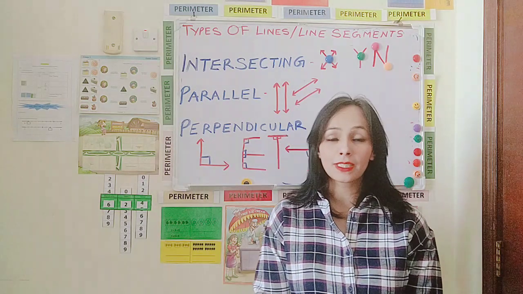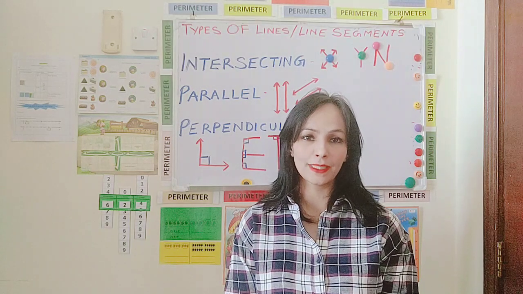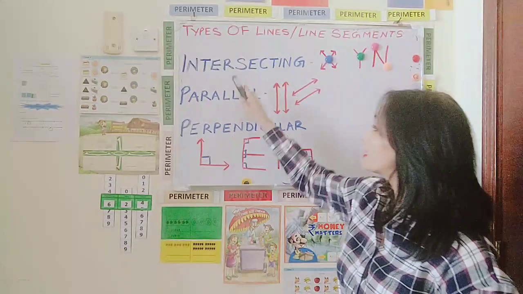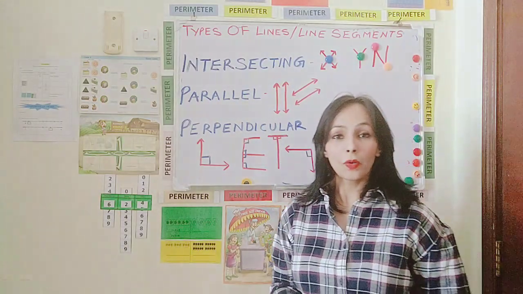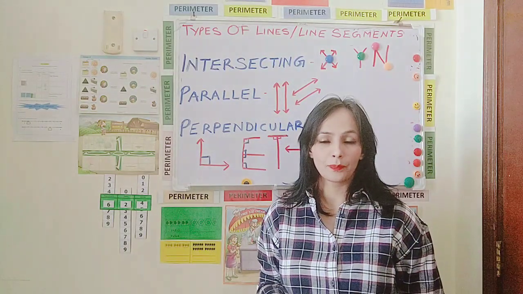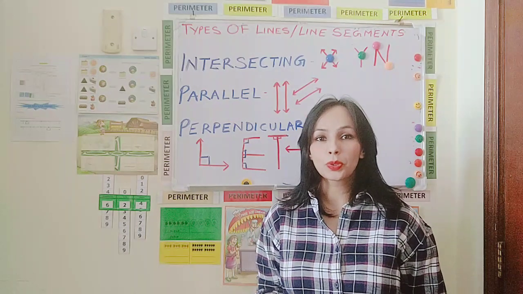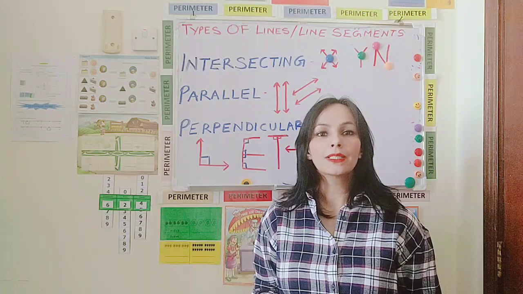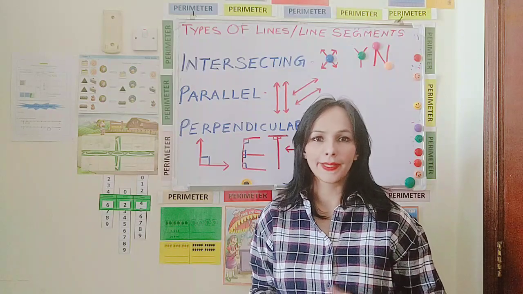Today I will be discussing with you about types of lines, and the first line which I will be discussing is intersecting lines. Now what are intersecting lines? When two lines or more than two lines meet at a point, they are called intersecting lines.